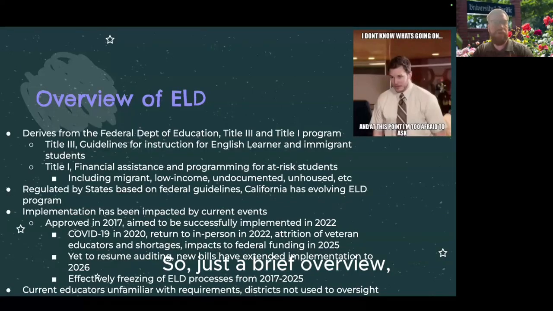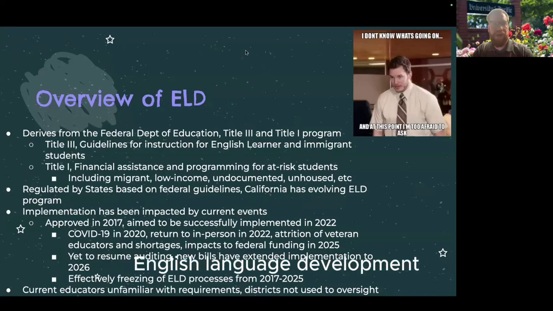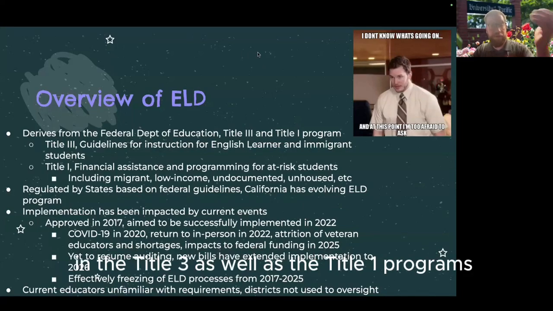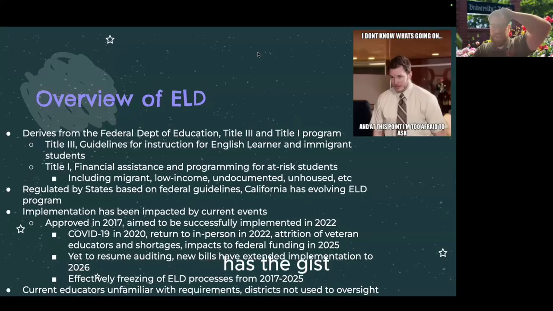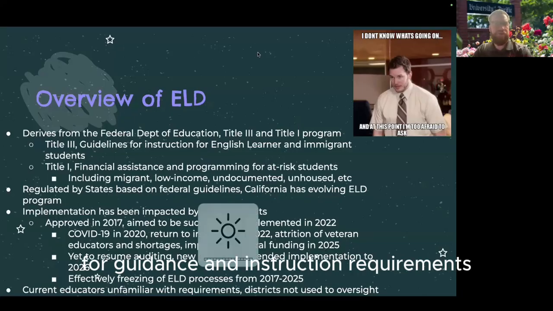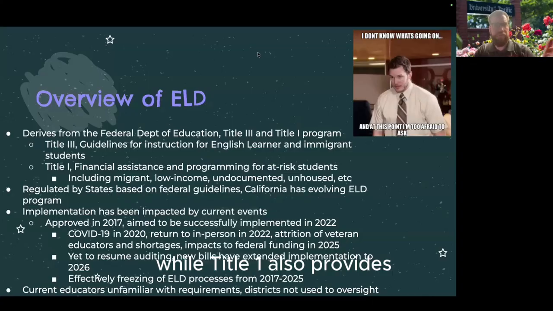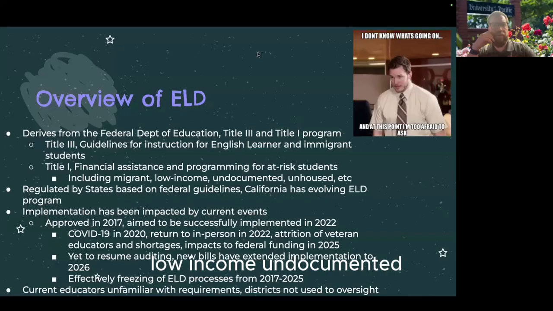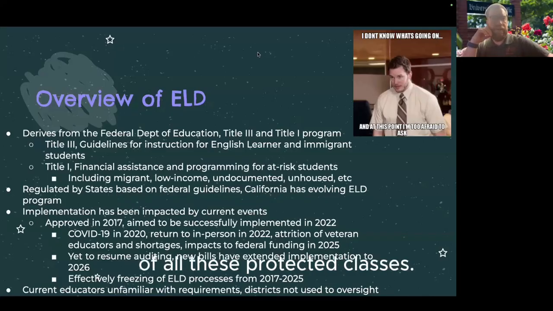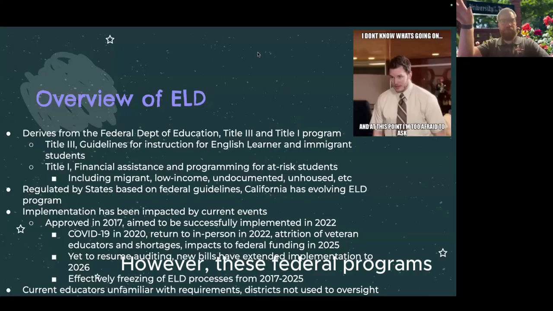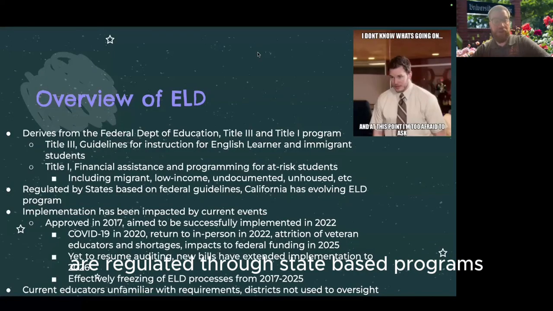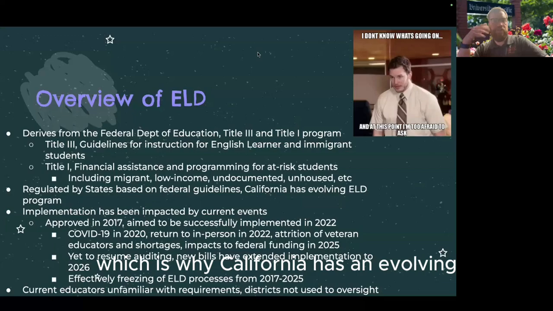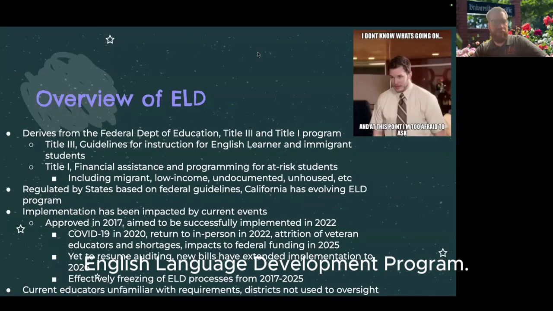So, just a brief overview. English language development derives from the Federal Department of Education and the Title III, as well as the Title I programs. But Title III overall has the gist for guidance and instruction requirements for English language learners, while Title I also provides programming and support for migrant, low-income, undocumented, unhoused students, all of these protected classes. However, these federal programs are regulated through state-based programs that are following these federal guidelines, which is why California has an evolving English language development program.